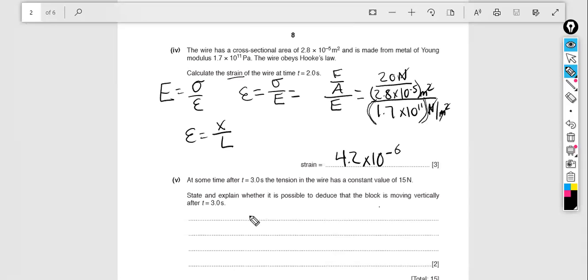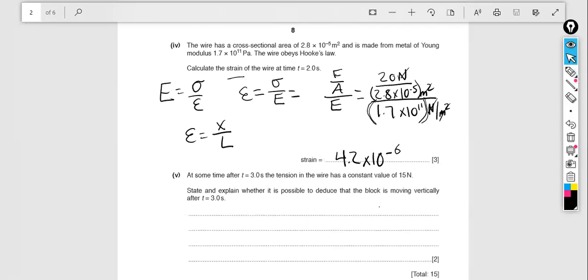Okay, so the answer is the object could be at rest or it could be moving with constant velocity, and therefore we cannot deduce whether it's moving vertically after t equals 3 seconds. And you can put that into your own words. 2 marks for that.